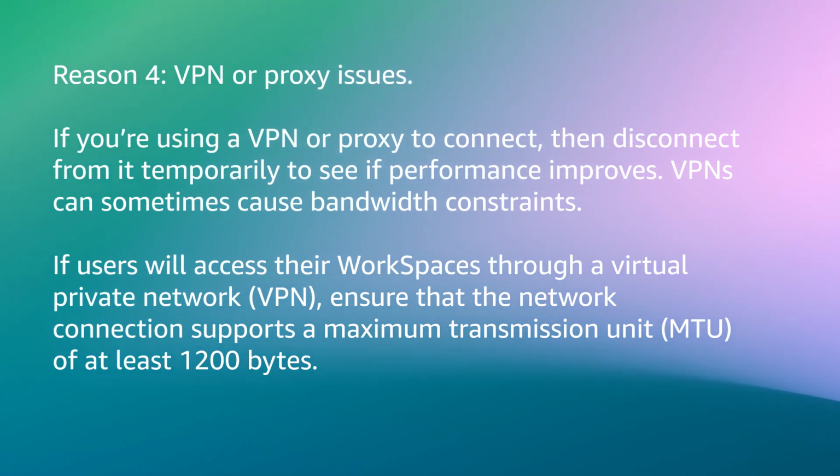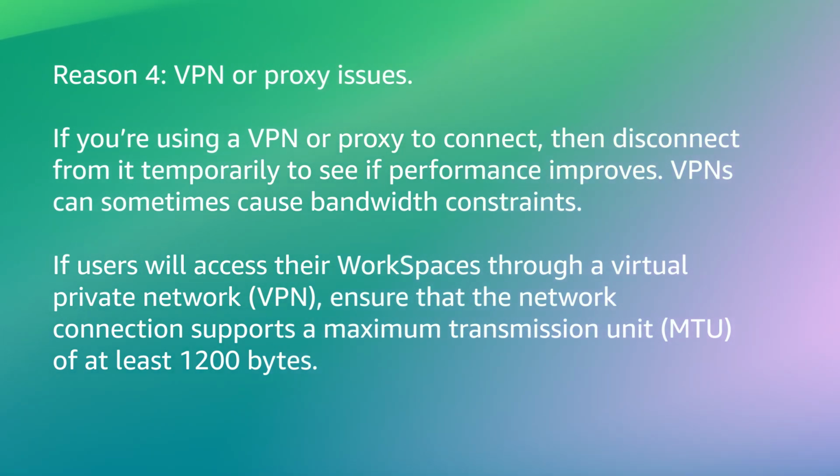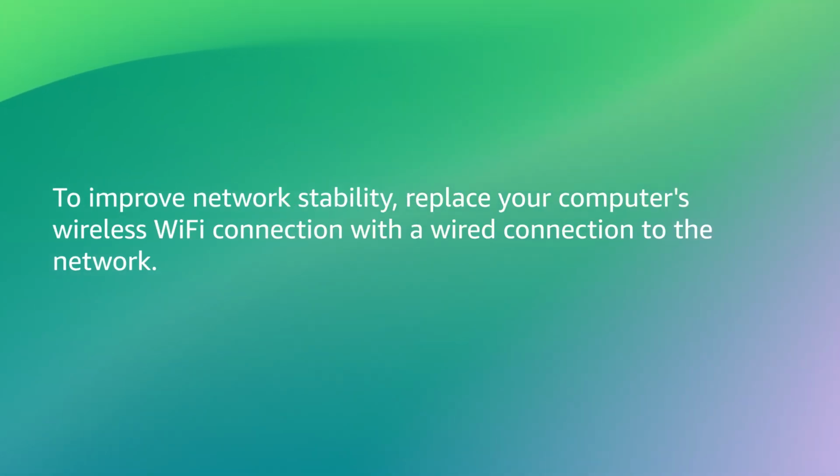Reason 4. VPN or proxy issues. If you're using a VPN or proxy to connect, then disconnect from it temporarily to see if performance improves. VPNs can sometimes cause bandwidth constraints. If users will access their WorkSpace through a virtual private network, kindly ensure that the network connection supports a maximum transmission unit of at least 1200 bytes. To improve network stability, replace your computer's wireless Wi-Fi connection with a wired connection to the network.